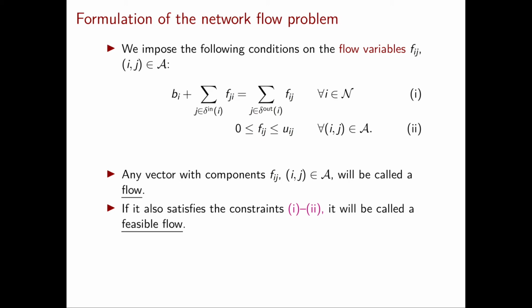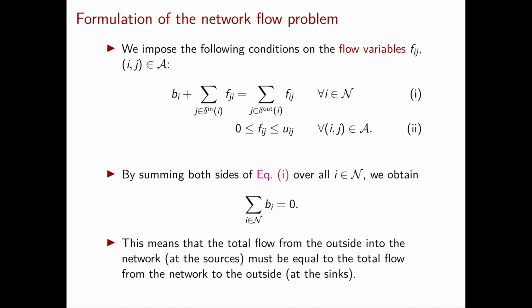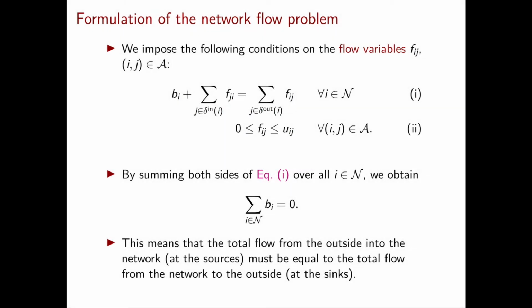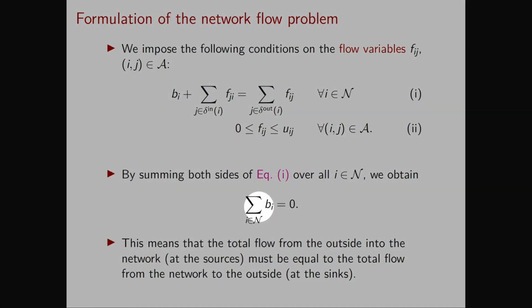In particular, in this chapter, a feasible flow will correspond to a feasible solution in the previous chapters. Next, we observe that if we sum all the constraints of type 1, then we obtain that the sum of all the supplies is equal to 0.